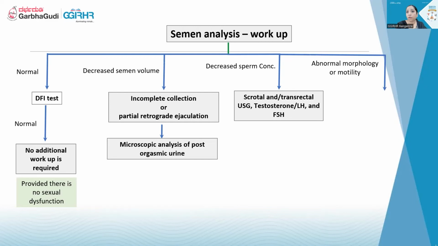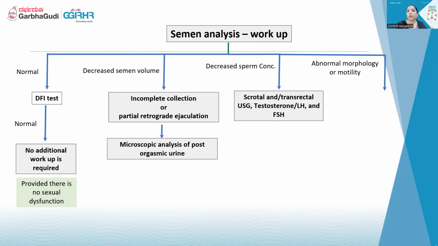It will tell you the amount of DNA fragmentation, which gives the quality of the DNA that has been carried to the egg. Hence, even if the DFI is high, the embryo quality would not be that good, and it could lead to abortions or miscarriages and things like that. So if all the parameters of the semen are normal, then a DFI could be suggested. And if that turns out to be normal, there's no additional workup. It looks like things are fine from the male factor, provided that there is no other problem like sexual dysfunction, maybe ED or something like that.